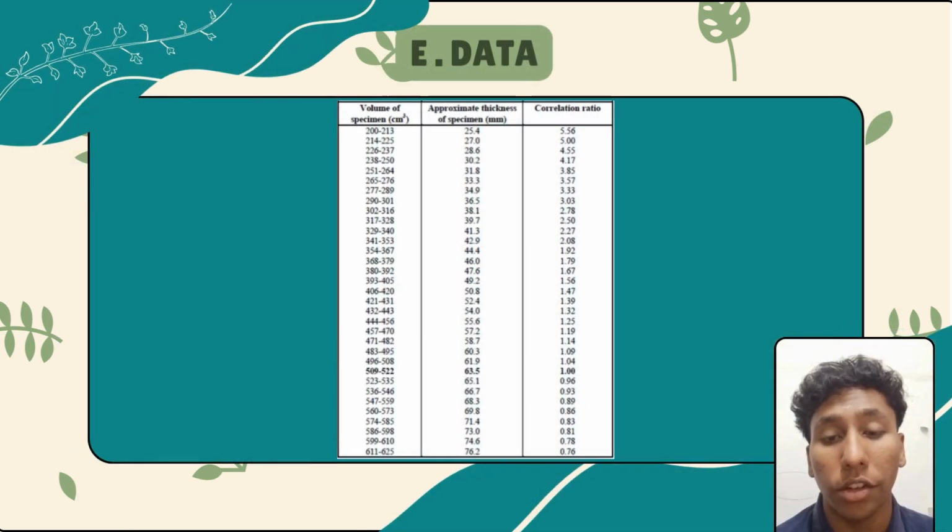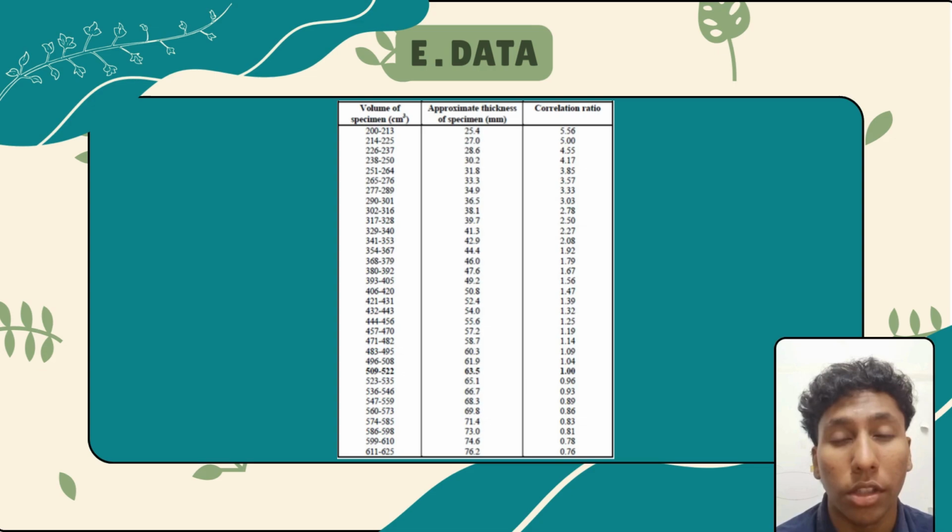Now this slide contains the data we have gotten from our test. The table contains the volume of specimen, which is in cm cube. Then we have the approximate thickness of specimen, which is in millimeter. Then lastly we have the correlation ratio.